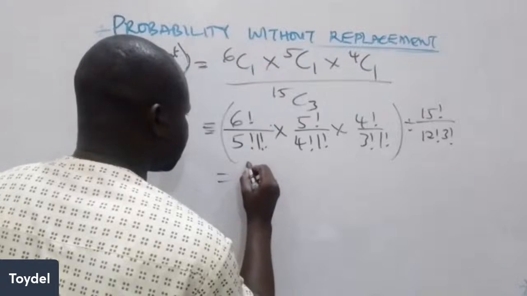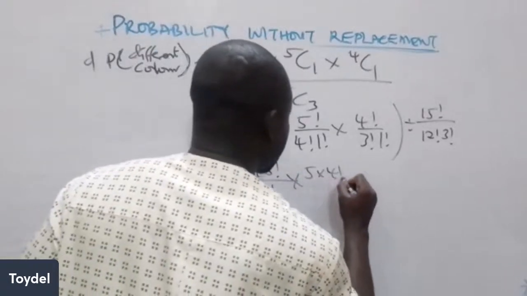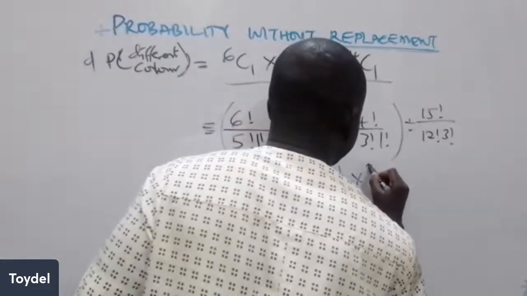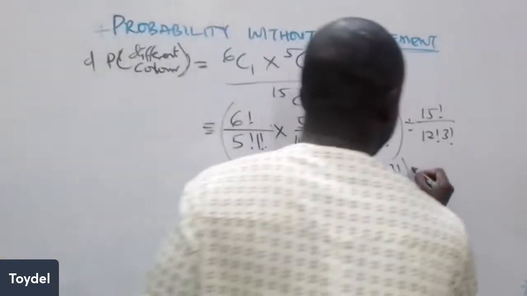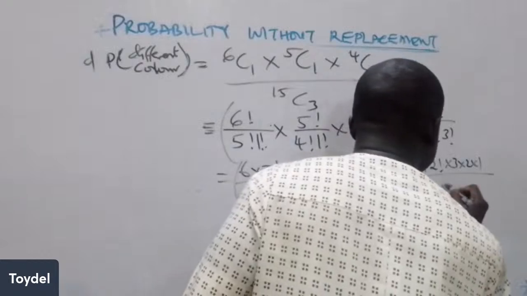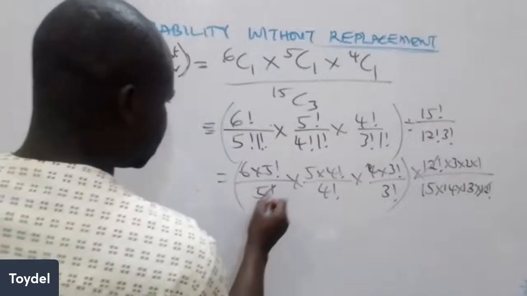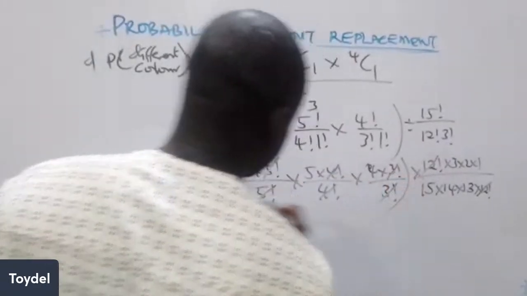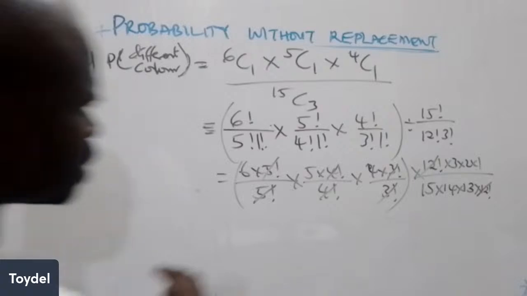So here, I'm going to have 6 times 5 factorial all over 5 factorial, multiplied by 5 times 4 factorial all over 4 factorial, multiplied by 4 times 3 factorial all over 3 factorial. Then multiplied by 12 factorial times 3 times 2 times 1 all over 15 times 14 times 13 times 12 factorial. 12 factorial will cancel 12 factorial. At the end of the day, we have 6 times 5 times 4, and that will be 120.